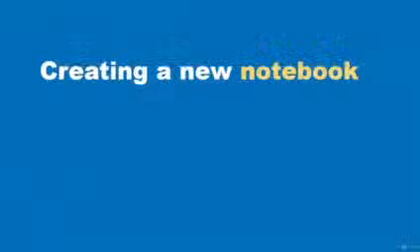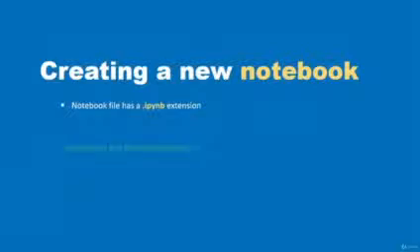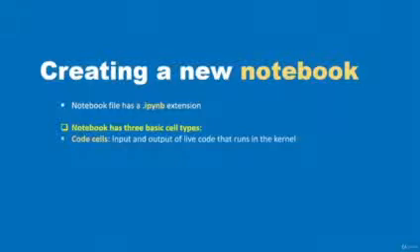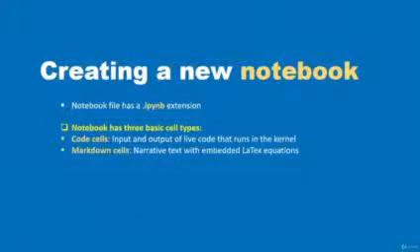Bye for now. In this video, we're going to be creating a new notebook. Before we create the new notebook, I just want to point out a few things. A notebook will have the file extension .ipynb. Also, a notebook consists of three basic types of cells. They are code cells, which will include the input and output of the live code that runs in the kernel. And then we have the markdown cells, which are narrative text that contains embedded LaTeX equations. We also have the raw cells, which include unformatted text.